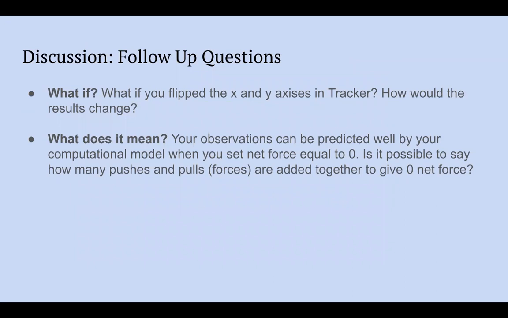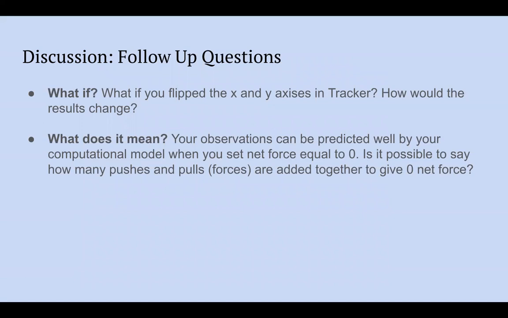The first question is what would happen if we flip the x and y axes in Tracker? In my experiment, I chose the right side to be positive and the left side to be negative, and this resulted in a downward sloping graph. If I flip the axes, the graph would change to sloping upwards. The results, however, would not change. I would draw the same conclusion from an upward sloping graph as I would a downward sloping graph.